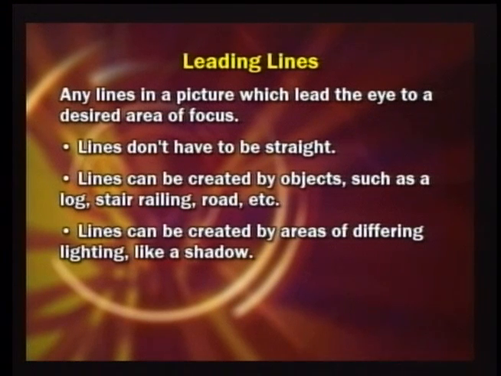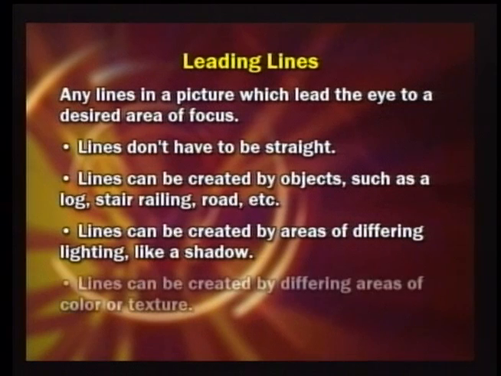These lines can be created by areas of differing lighting, like a shadow. Or in that last picture we looked at with the mountain, there's a line created because of the different lighting on the two mountains. Lines can be created by different areas of color or texture. So if you've got two colors next to each other, there's a line created between those two colors.